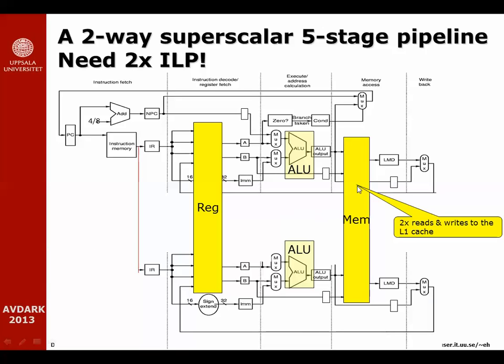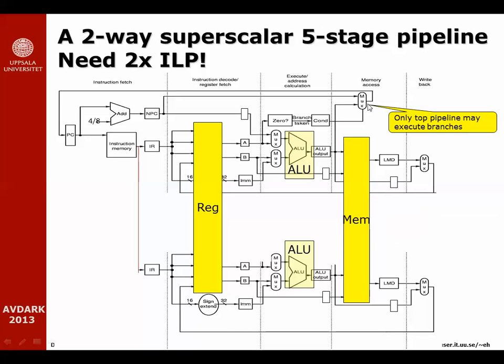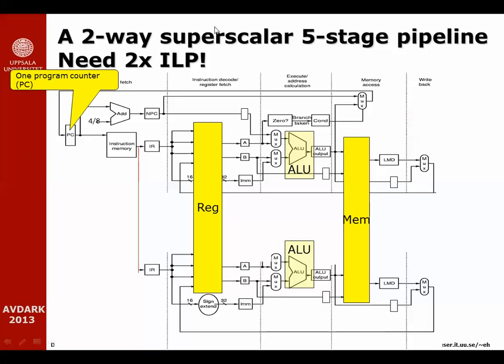In the memory stage, we can typically have two reads and one write port available in modern implementations of first level caches. But only the top pipeline could execute branches, and part of the reason for that is that we only have one program counter, and that's much easier to deal with. But there are pipelines where you can allow both pipelines to execute branches as well. So that was the superscalar, executing instructions from a single thread, a single stream of instructions.